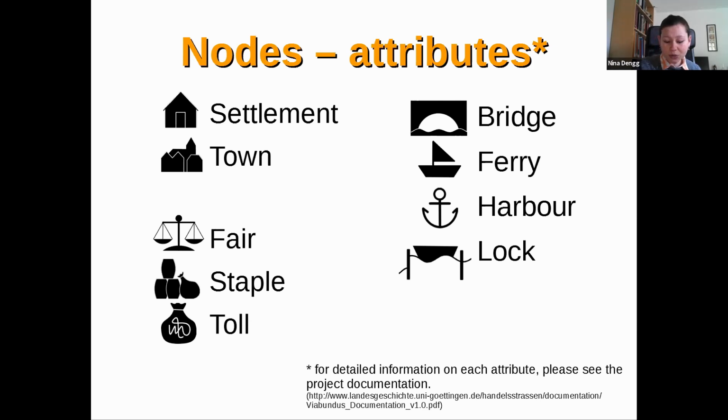Ferries were included mostly only if they connected long-distance roads. Long-distance ferries were generally not included, at least not in the German regions of the project. Other regions such as Denmark and to an extent the Netherlands depend heavily on ferries for their long-distance travel, so there, of course, they were included. And then we have harbors and locks, which are quite self-explanatory again.